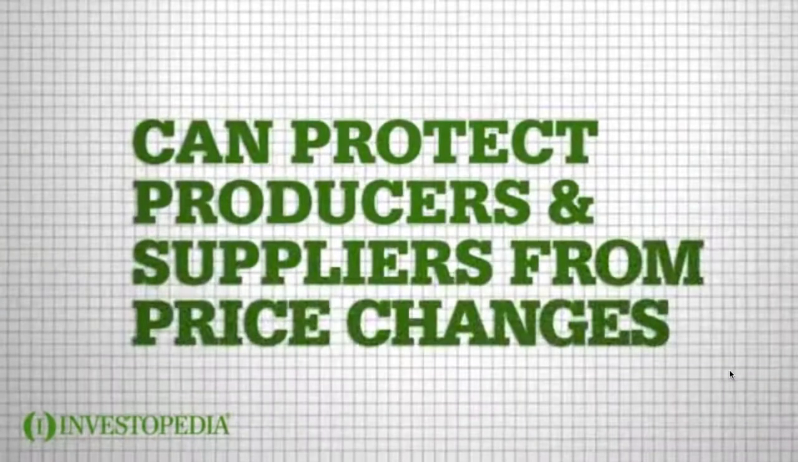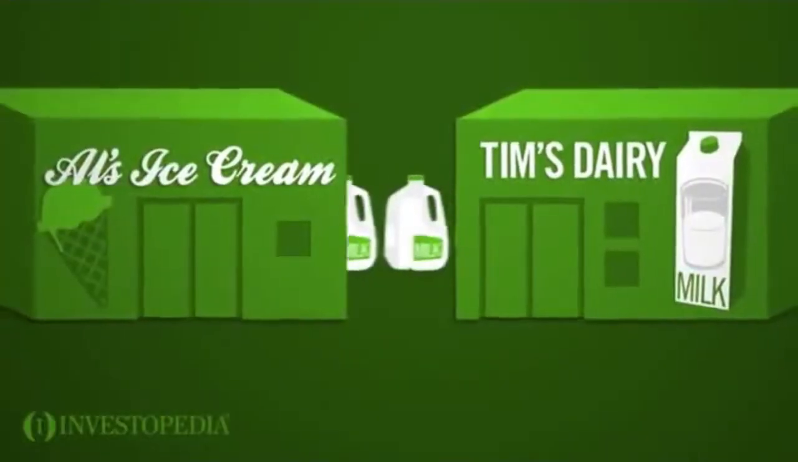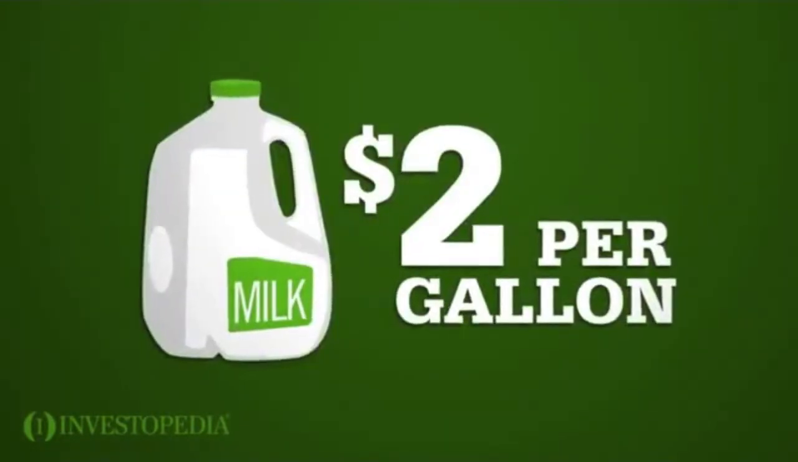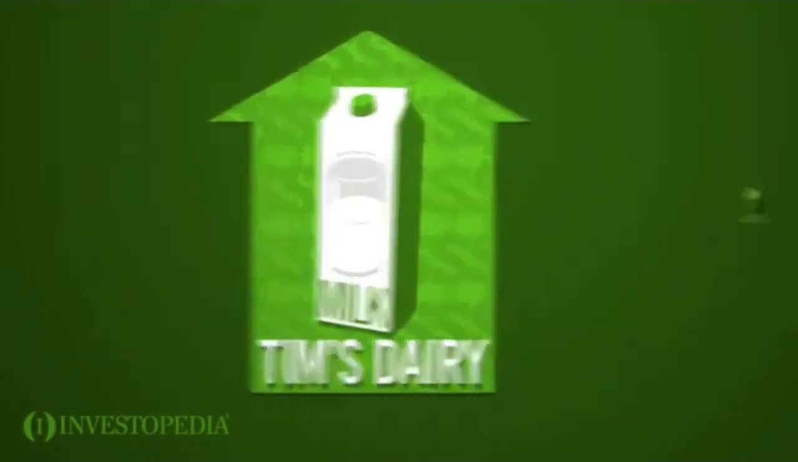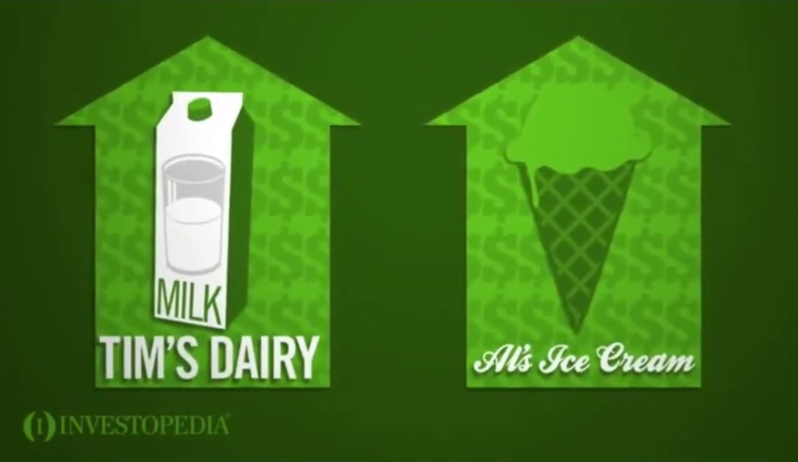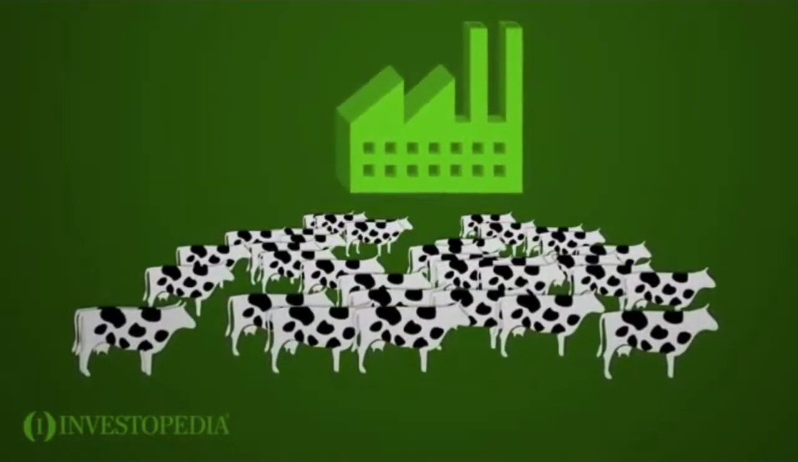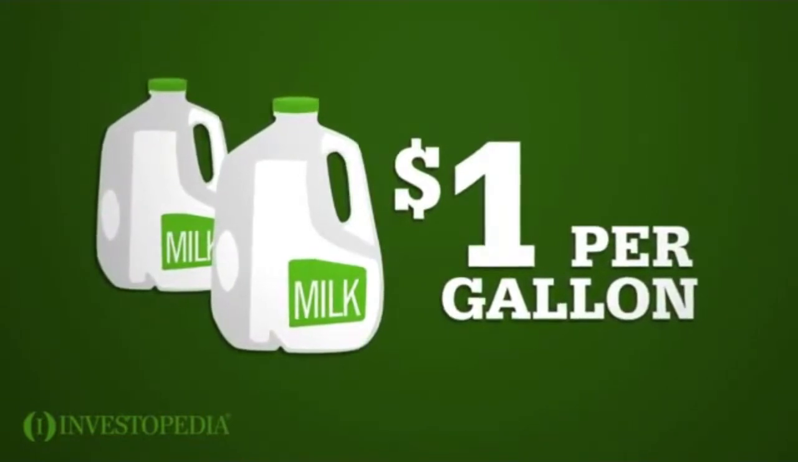A futures contract can protect producers and suppliers from price changes. Al's Ice Cream buys milk from Tim's Dairy to make its ice cream. So even though it doesn't say it, what they're doing here is they're giving an example. This is a hypothetical example with these two different dairies, and it talks about what their business relationship is and what things matter to them. Cows doubles. The extra milk pushes the price of milk down to $1 a gallon.